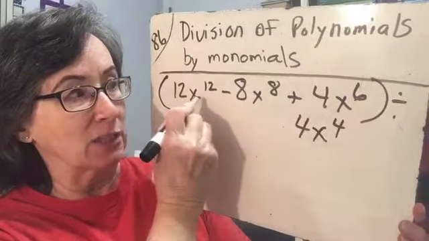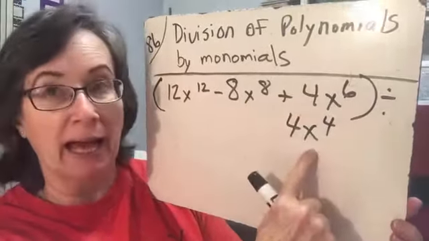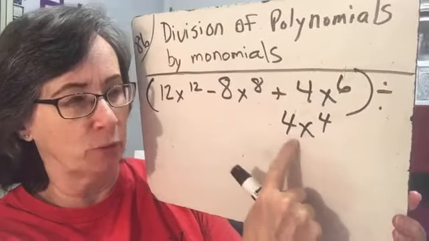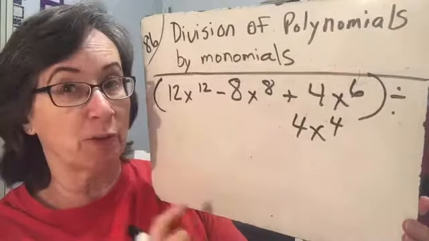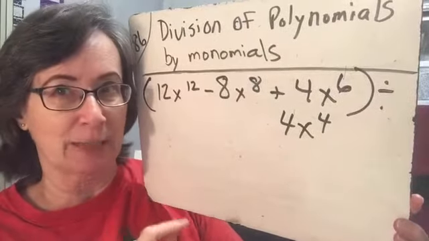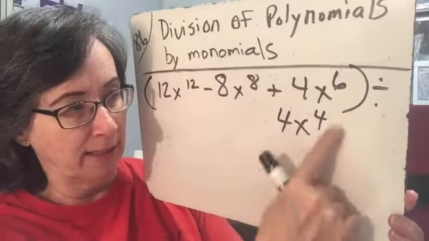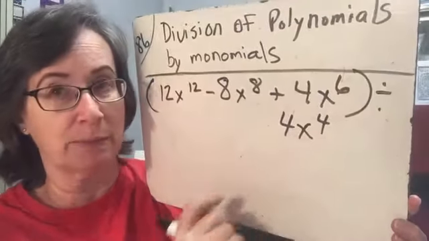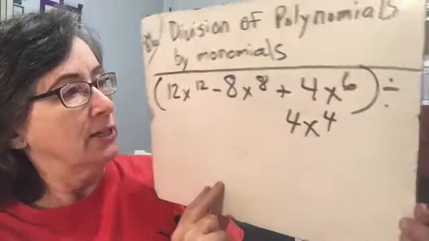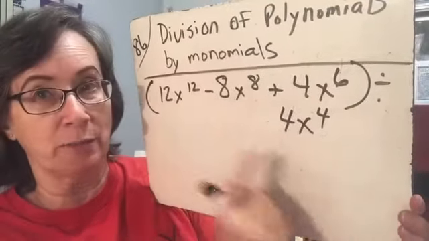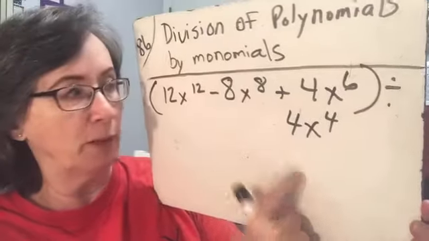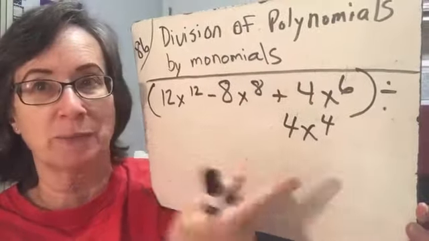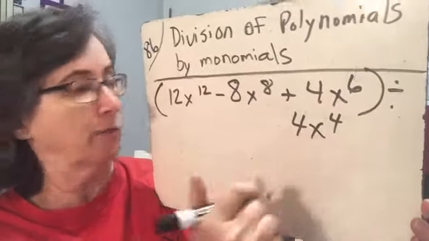So this is example 2. We're going to divide this long polynomial by one term, 4x to the 4th. Remember, a term is not separated by a plus or a minus sign. This is all a product with an exponent. That's one term. So now, since it's a monomial divisor, all we do is take 1, 2, 3 terms and put them over the 4x to the 4th.